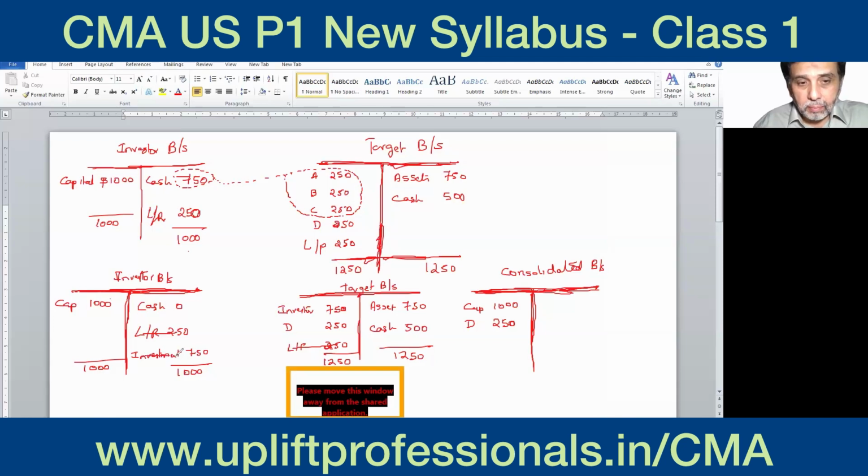The investment will be removed because that will be represented by the assets of the company. Okay. And the cash of the investor company as well as the target company will be shown, but investor company's cash is 0 here. So only the cash of the target company, 500. There are no assets in the investor company. Otherwise, the assets of the investor company and the investee or target companies will be shown. In this case, only the target company's assets, 750.